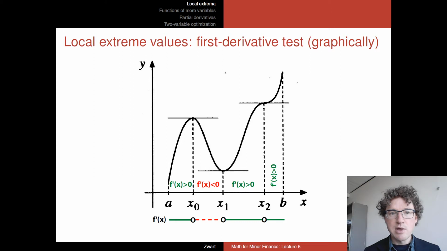And you can also look at the boundary point. So if a is included, well, we don't have a left-hand side because that's not part of the interval, but since on the right-hand side of a the derivative is positive, this point a, this boundary point, if it is included, so if the domain is closed on that side, is going to be again a local minimum. Likewise, on the right-hand side, this is going to be a local maximum.